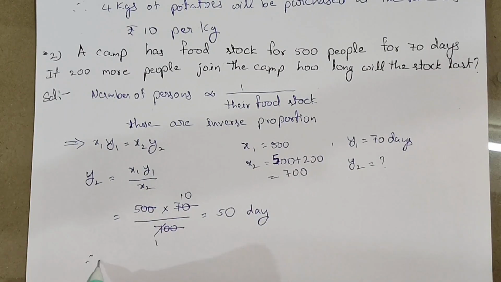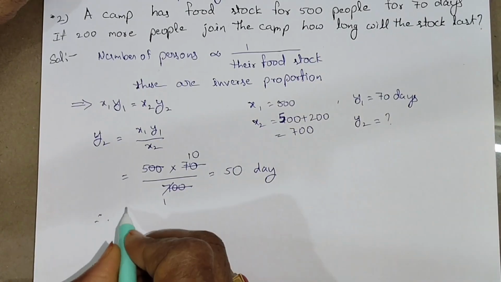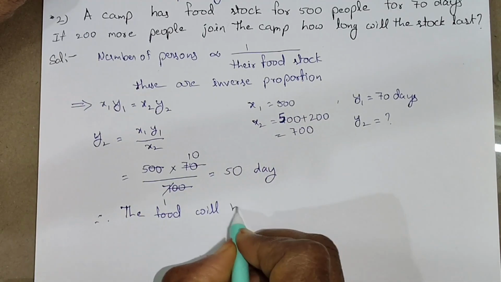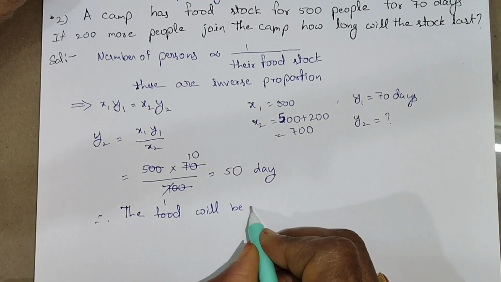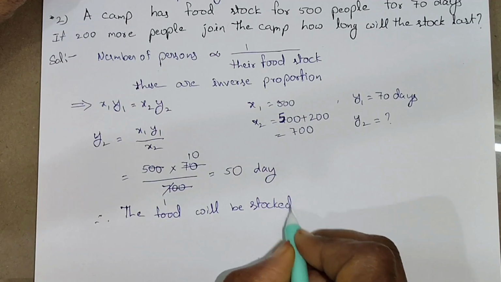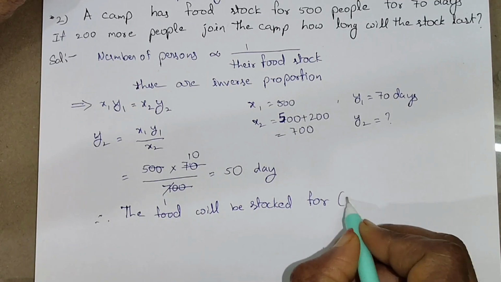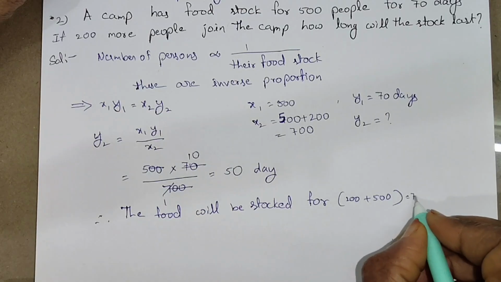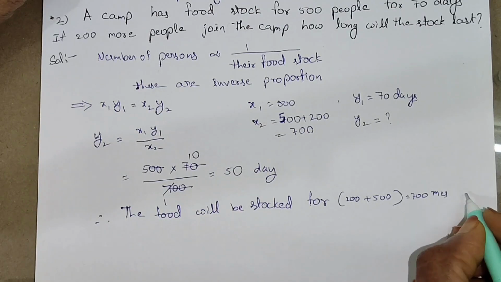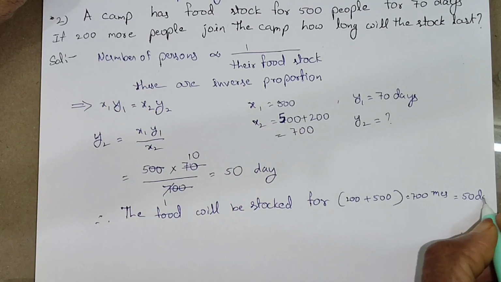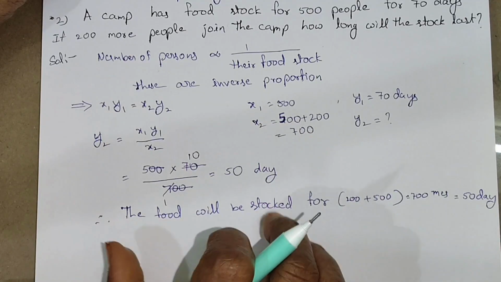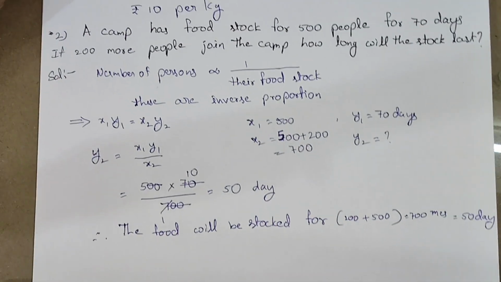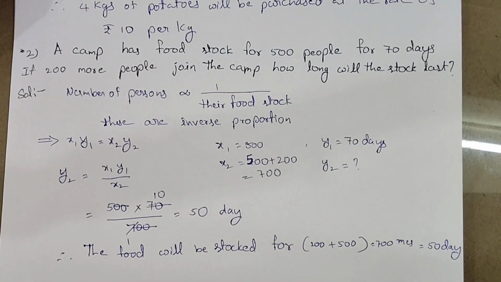Therefore, the food will be stocked for 200 plus 500 people, total 700 people, for 50 days. This complete sufficient food is needed for 50 days. So 50 days is the final answer. This is the second answer.